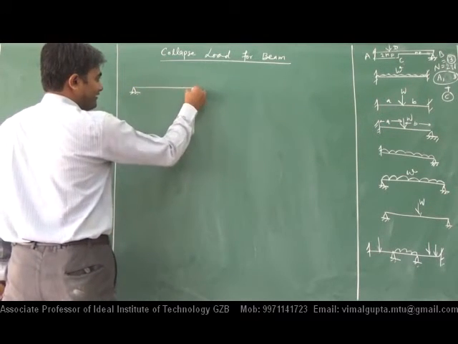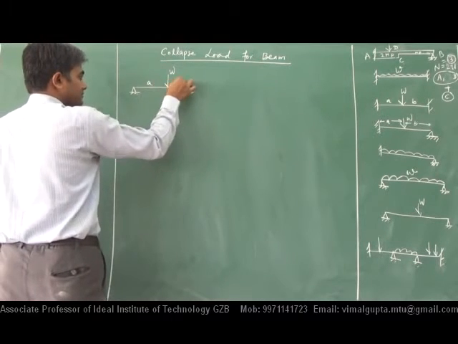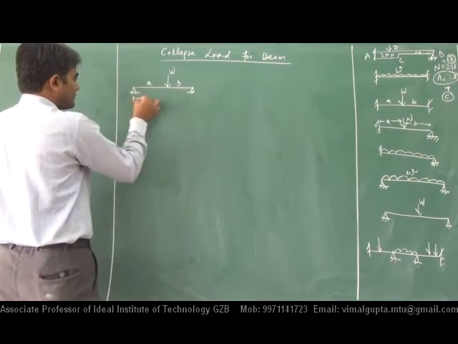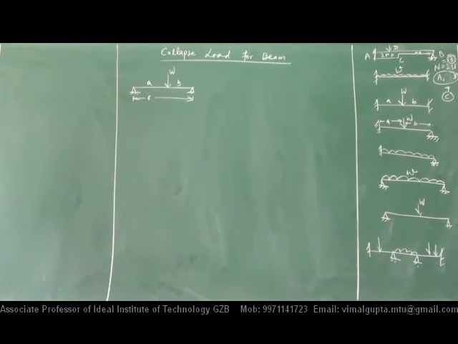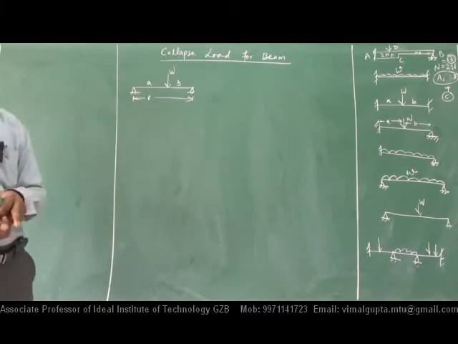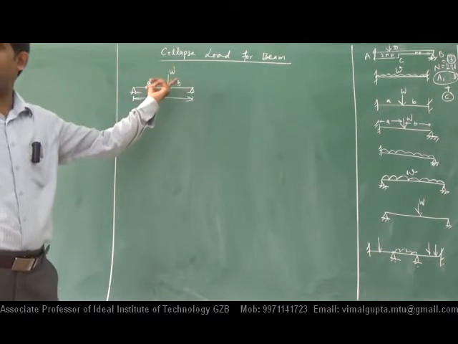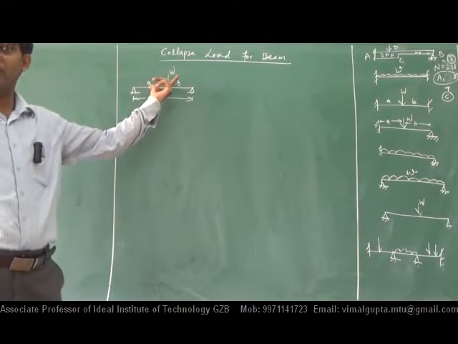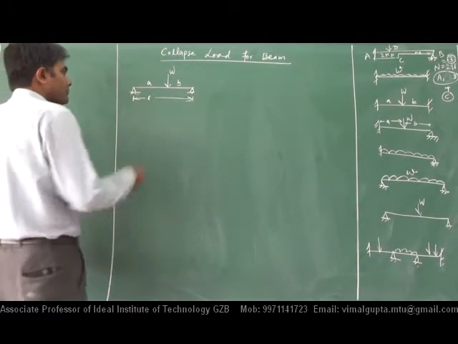If our case is like this, a beam AB of total length L, then we have to find the value of collapse load. Collapse load means the maximum value of W which is safe to be carried by that beam.